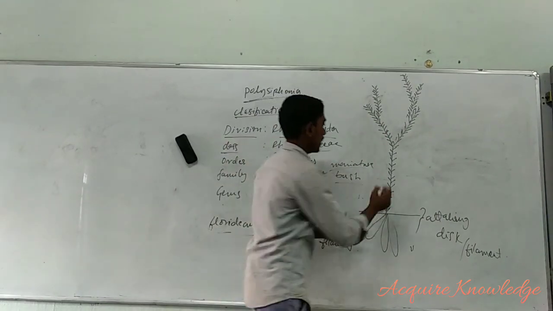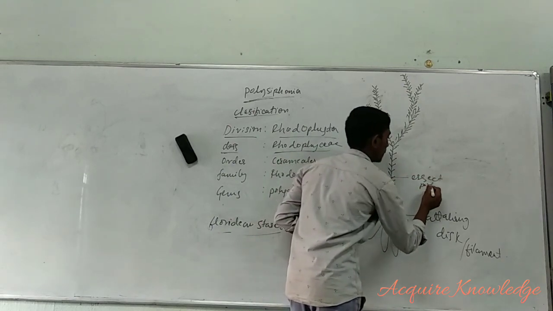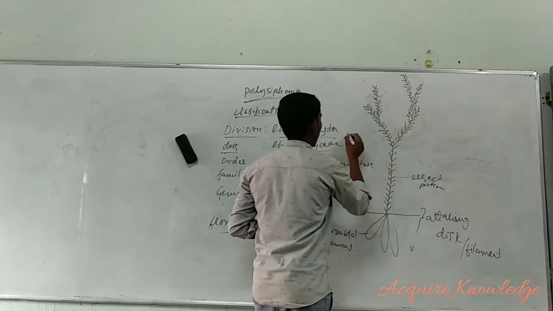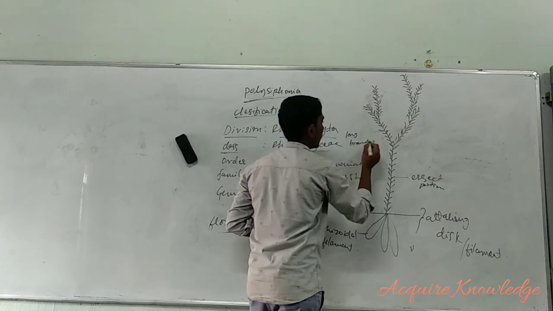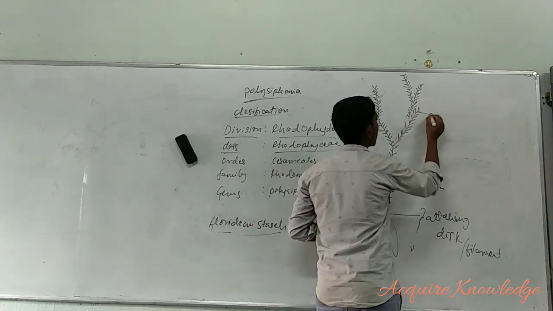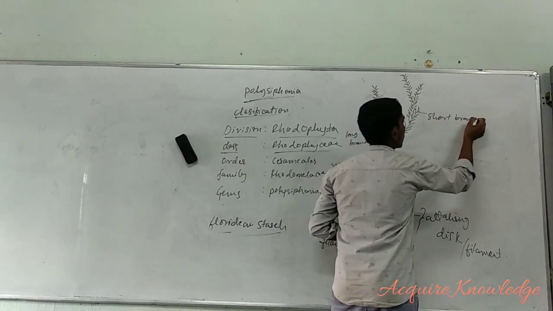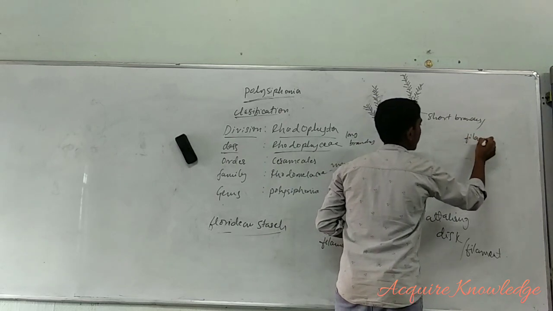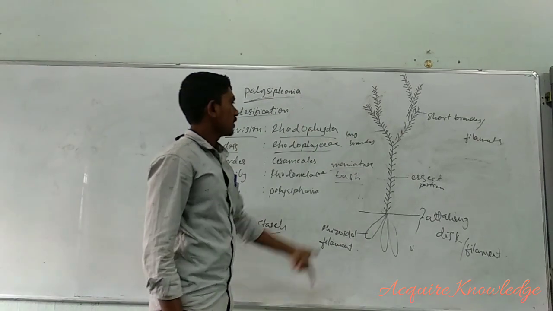This plant body is mainly divided into this erect portion, and these are long branches or filaments, and these are short branches or filaments. This is the general morphology of this plant body.